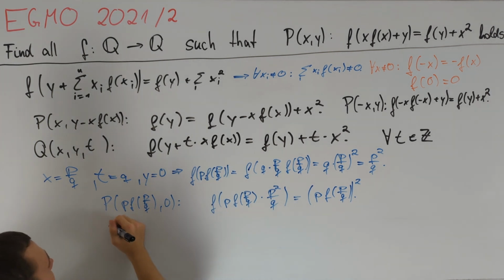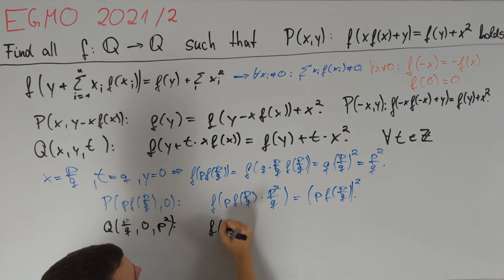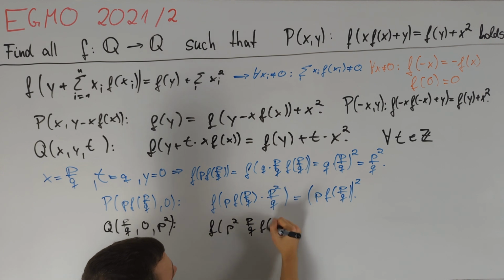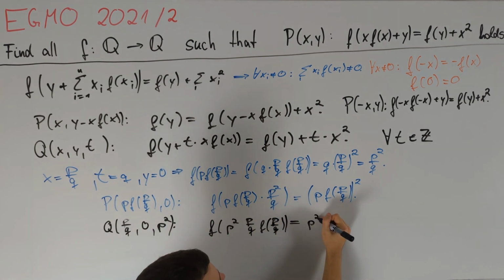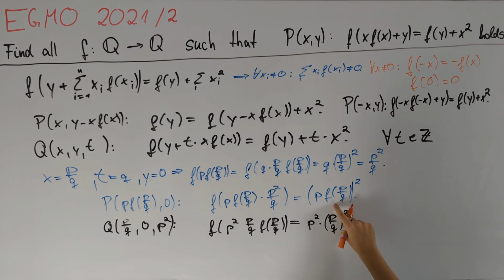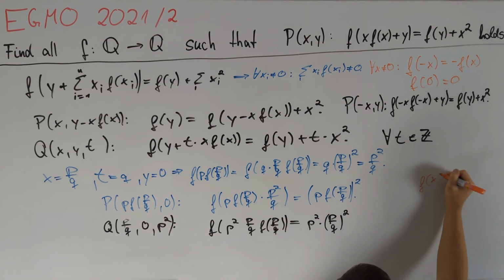and so this left side is the same as the left side of equation Q with y equal to 0, which tells us that f of p squared times p over q f of p over q, which is exactly that, is equal to p squared times p over q squared. In conclusion, f of p over q squared equals p over q squared, and thus f of x always equals plus or minus x.